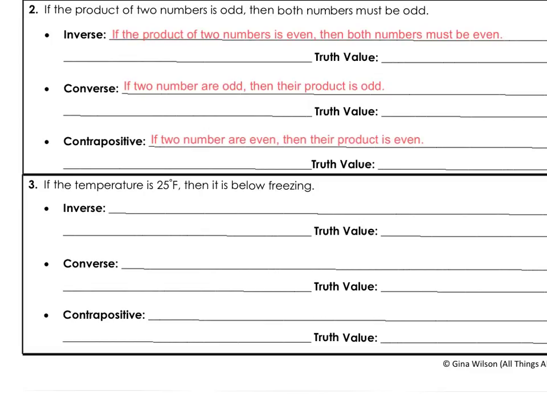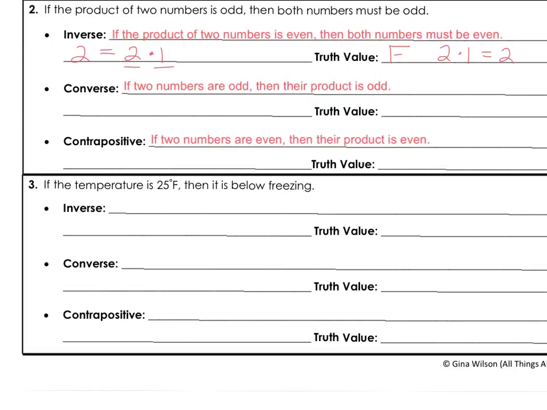Okay, so now we need to look at their truth values, and if anything is false, then we have to offer up a counterexample. So if the product of two numbers is even, then both numbers must be even. Okay, so we have to think of a product that is even. So let's just pick the very first one, 2. So if we have the number 2, what are its factors? Well, 2 times 1 gets us 2. Well, here we just broke the statement because 2 is even, but 1 is odd. So the truth value to that would be false, and we could mention 2 times 1 equals 2.